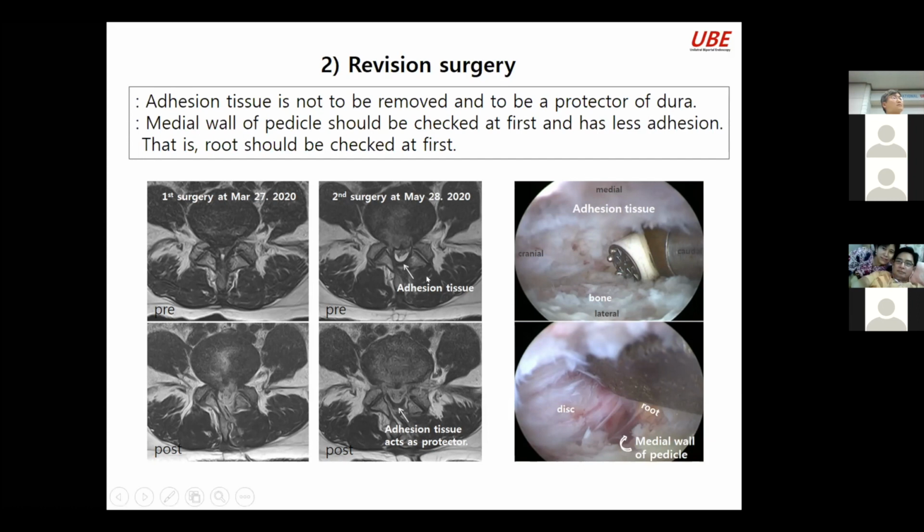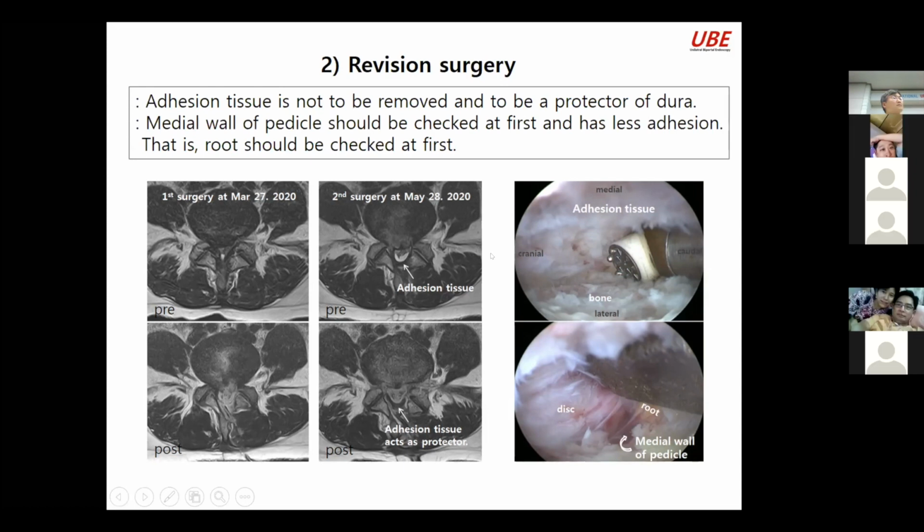The second issue is that adhesion makes it difficult to check the dura. So if you have early detection of the traversing root, the next step is very comfortable. So where is the root?